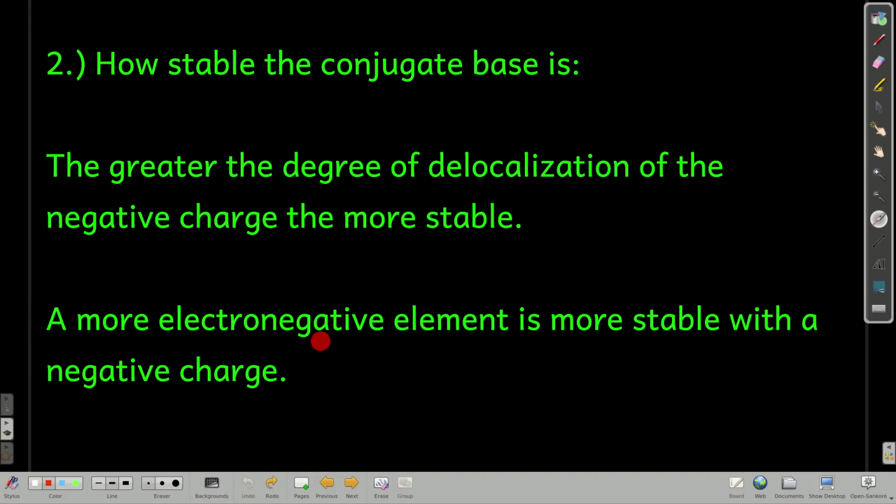Now, another thing that affects how stable the conjugate base can be is the electronegativity of an element holding a negative charge. The more electronegative an element is in a molecule, the easier it can hold a negative charge and the more stable it is.